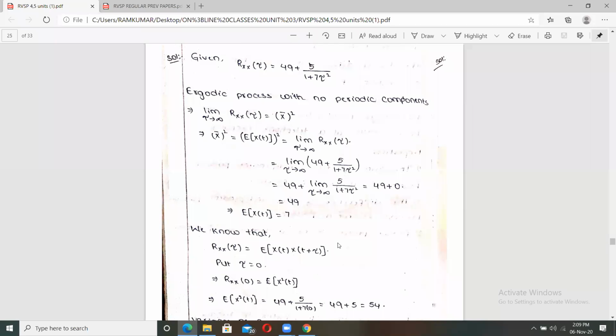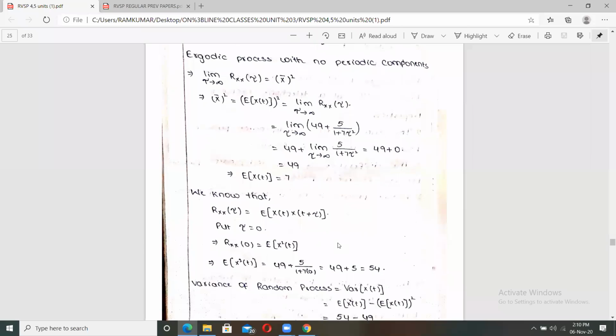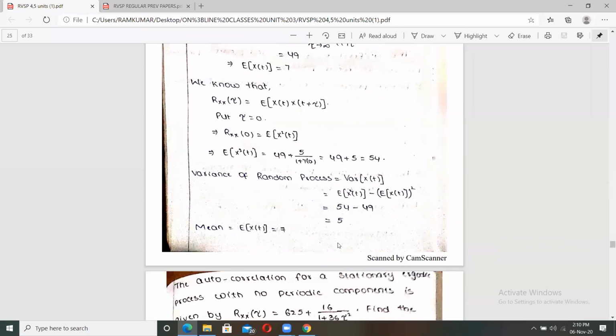Also, if we want to find the variance, we need to calculate E of x square of t, which is equal to 49 plus 5 by 1 plus tau square at tau equal to 0, which is nothing but 54. Then variance is 54 minus 49. We get the variance value, which is 5. Variance is equal to 5 here.